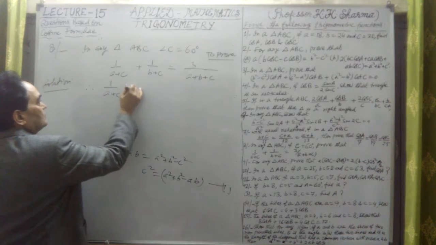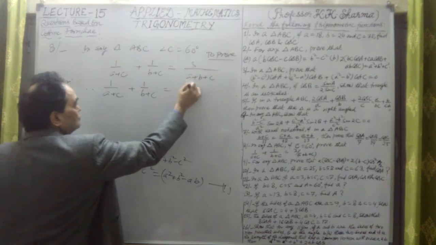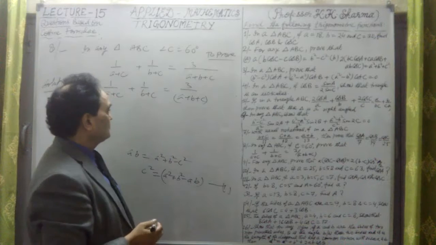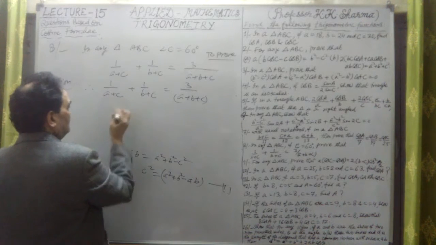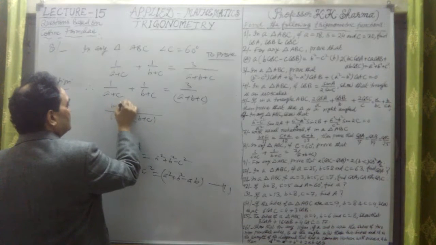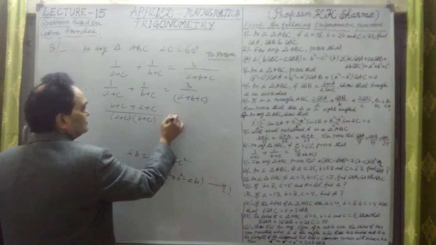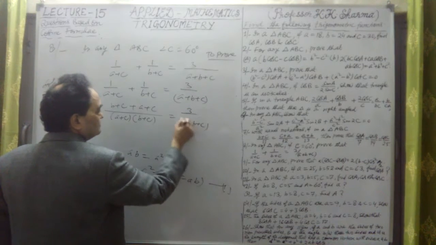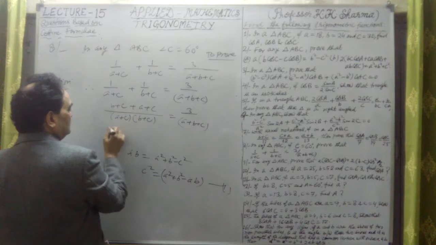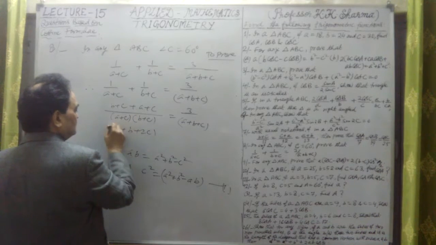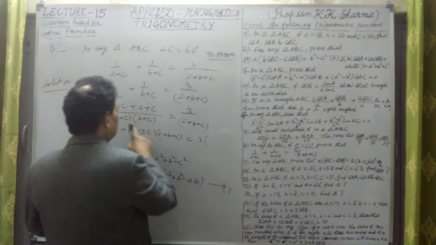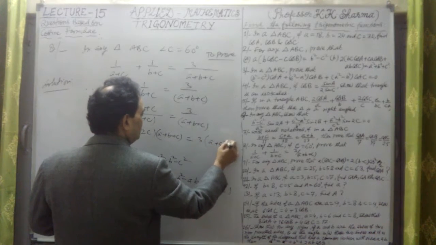Now let us take 1 upon A plus C plus 1 upon B plus C is equal to 3 upon A plus B plus C. Let me prove this relationship which is given to us. If I take the LCM on the left hand side, one packet is A plus C, another packet is B plus C. So here it will be B plus C plus A plus C, equal to 3 by A plus B plus C. Cross multiplying, this is twice C, so we get A plus B plus twice C into A plus B plus C equal to 3 into A plus C into B plus C.